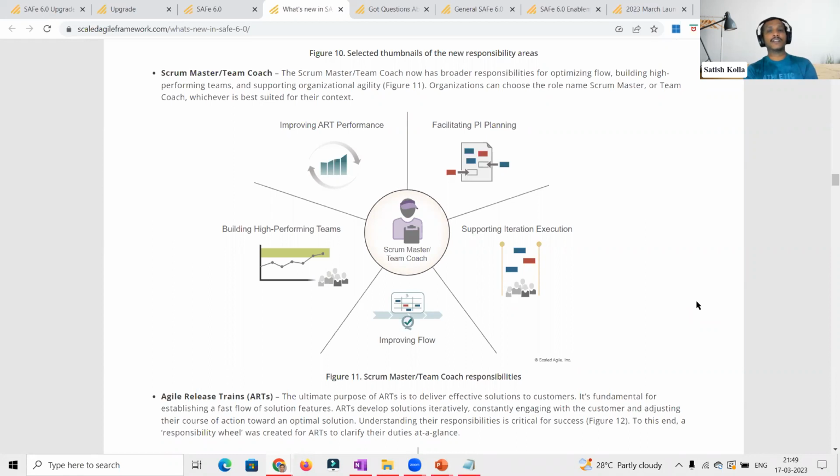That's the reason it is called a refined team coach. And as you can see, the Scrum Master or the team coach now has responsibility defined for facilitating PI planning and improving the release train performance as well. It is no more just restricted or limited to your team. You have scope to extend beyond your team and to start playing the role of a coach. That is the reason it is refined or tagged as a team coach along with the Scrum Master.